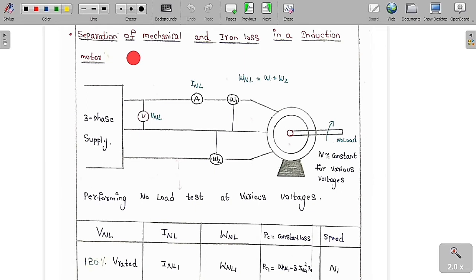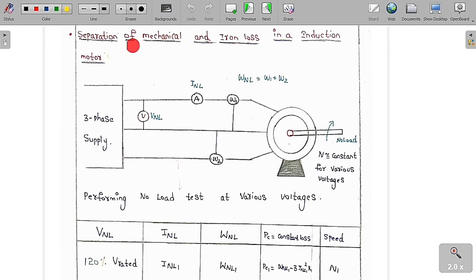Now we are going to discuss one more important concept which is very much useful: separation of mechanical and iron losses in an induction motor. I have already told you mechanical losses and iron losses are both called constant losses. Mechanical losses and iron losses are always said to be constant losses. The summation is called the constant losses.